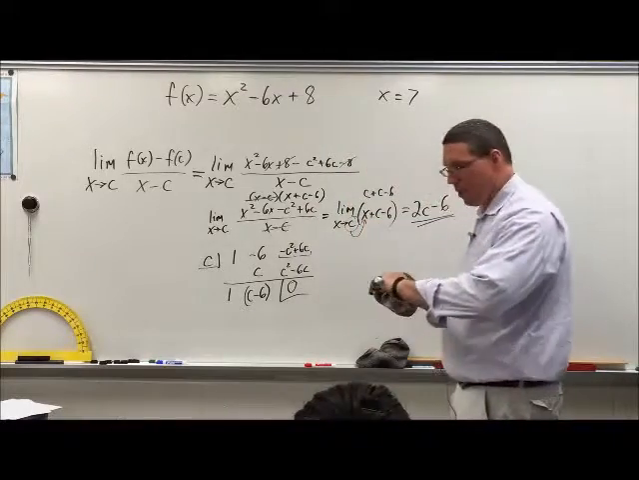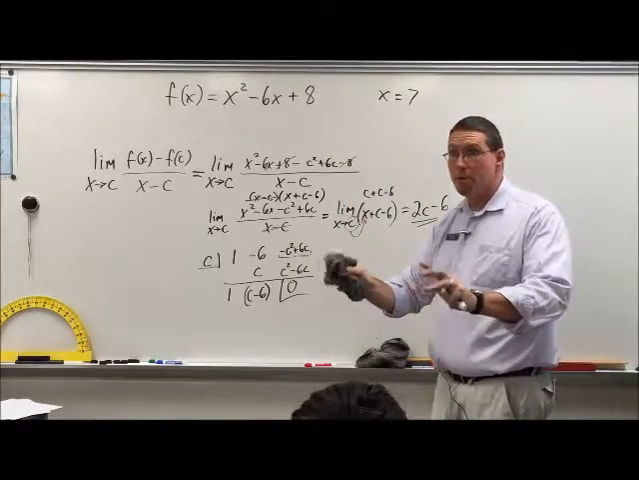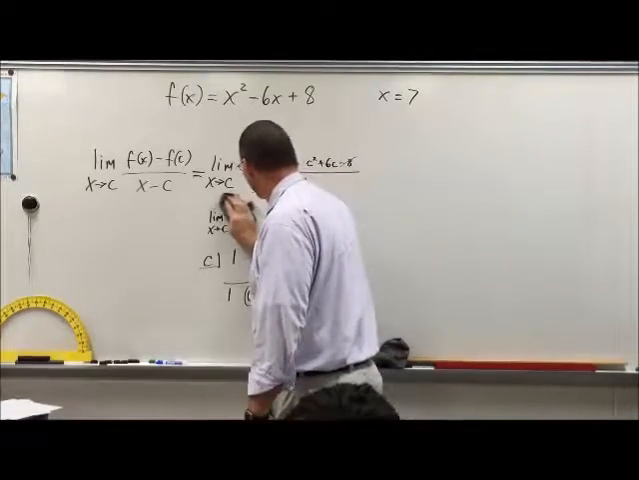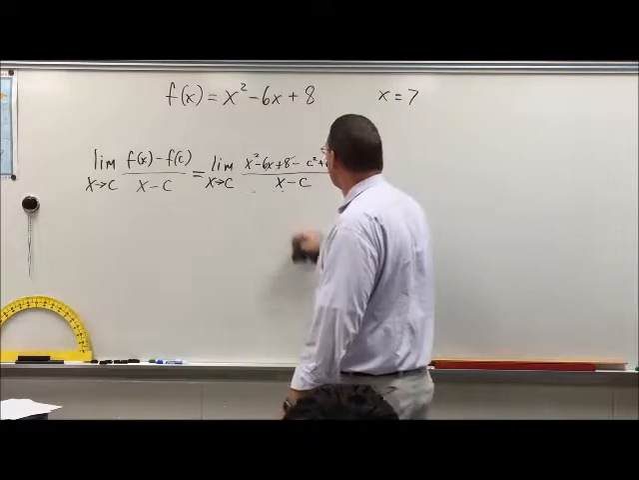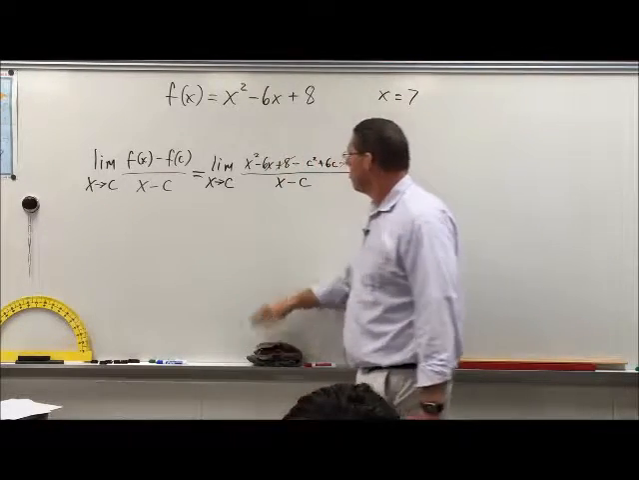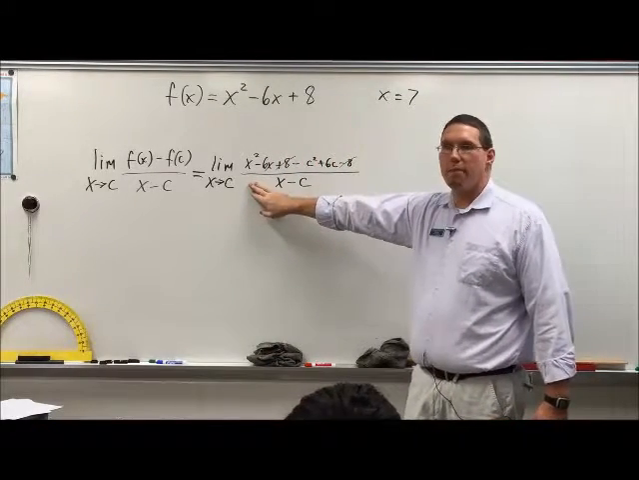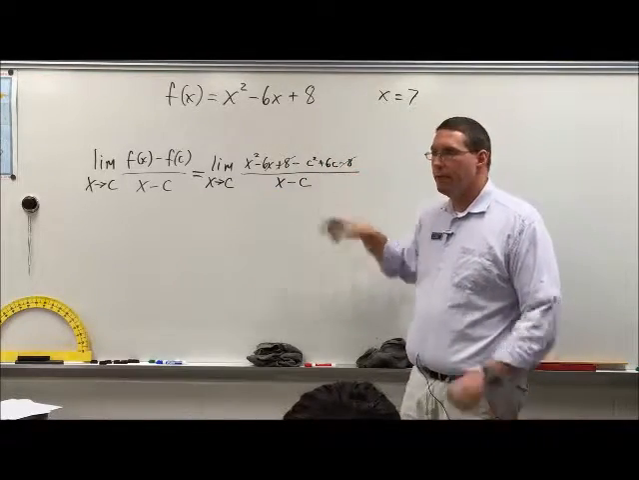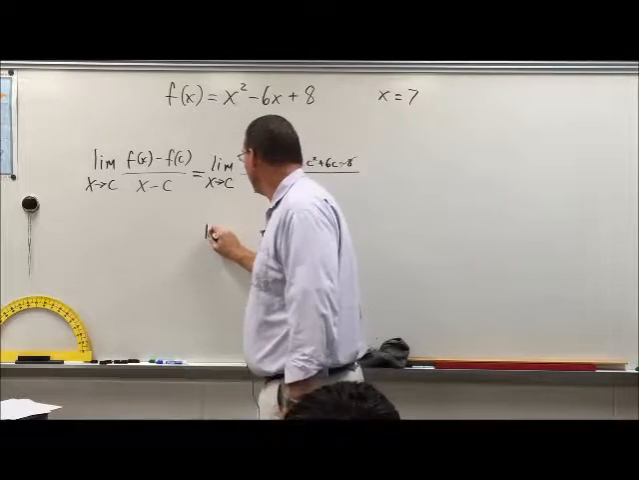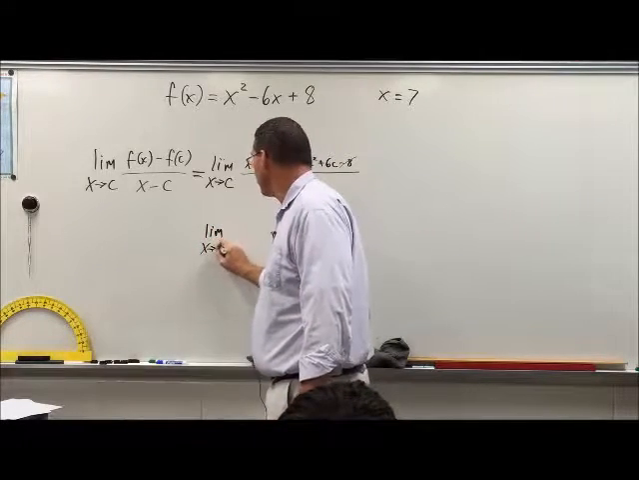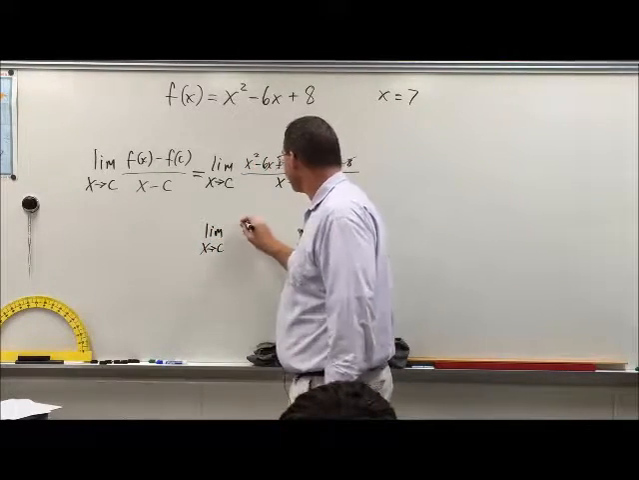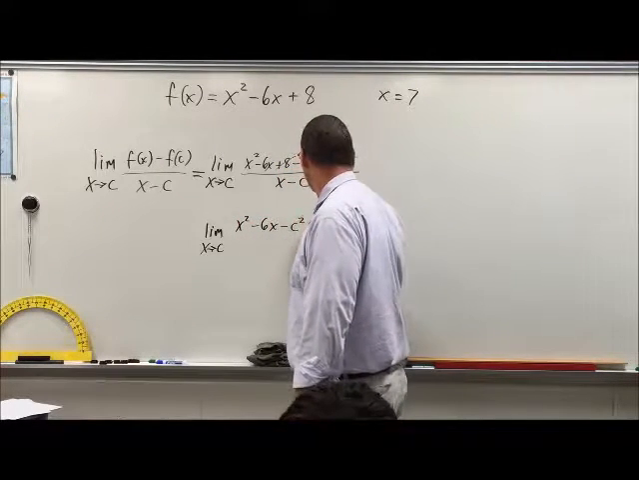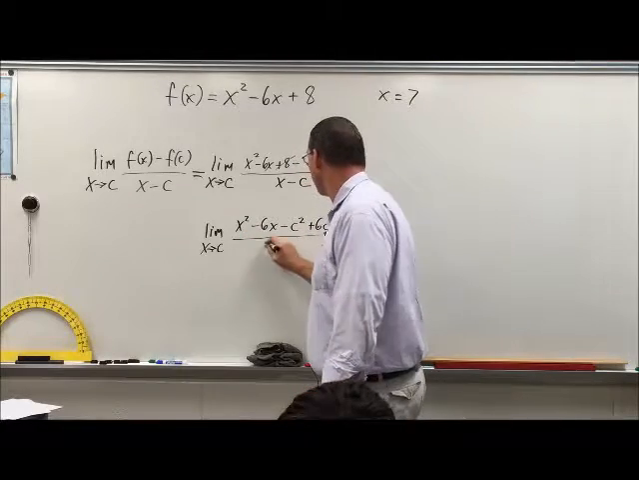We're going to back this up for a minute because we still have plenty of time. We're going to back up to here. Do you remember when we were here? This was like step 2, and then we canceled the 8s, the 8 and the negative 8. All right, so now we're going to go back to the limit as x approaches c of x squared minus 6x minus c squared plus 6c over x minus c.